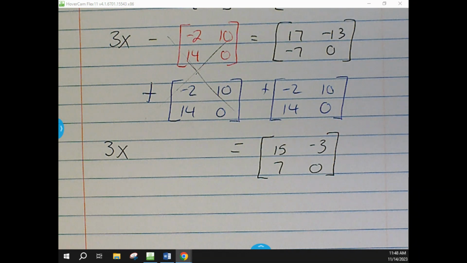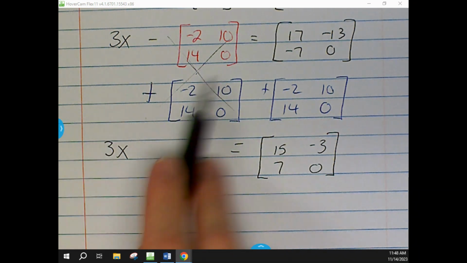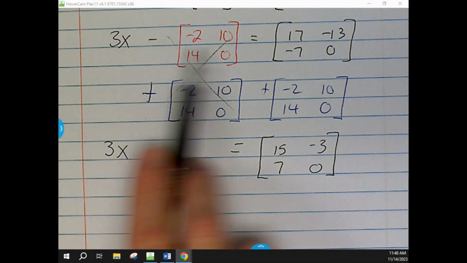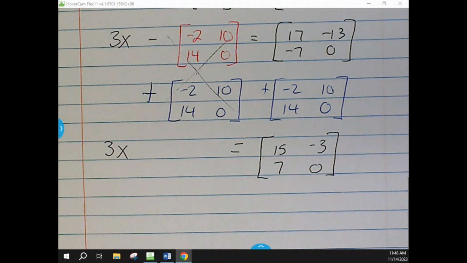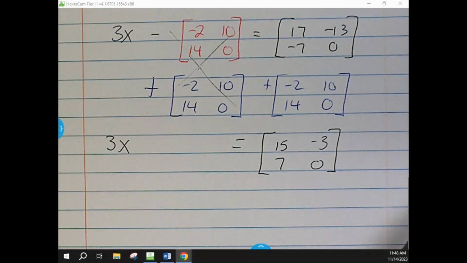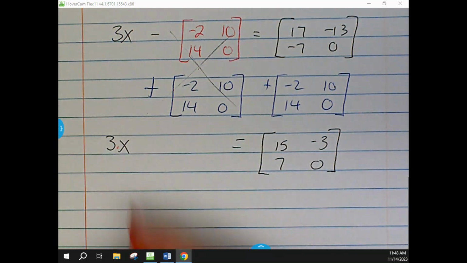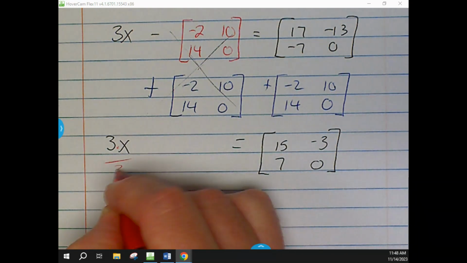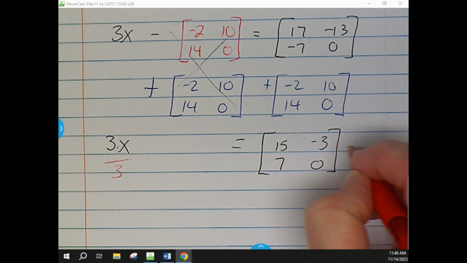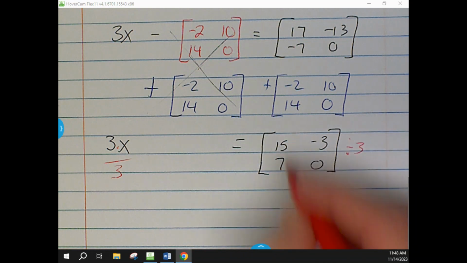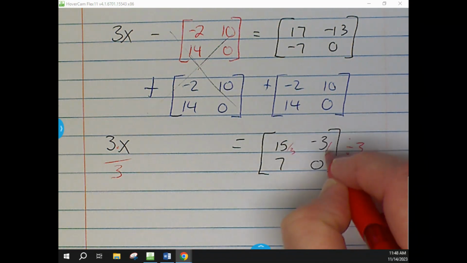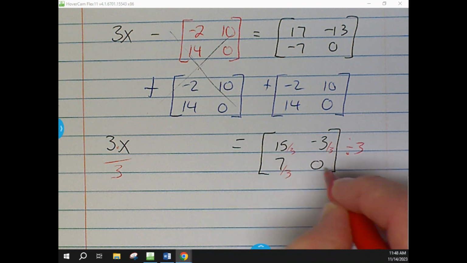Okay, so just like you would do with a normal equation, if it's 3x minus this thing, you're going to add that thing to both sides. And then if it's 3x equals this part over here, if it's 3 times x, then our next step would be to divide it by 3. So then we're going to take every single thing in here and divide it by 3. So we're going to divide this by 3, this by 3, this by 3, and divide that by 3.